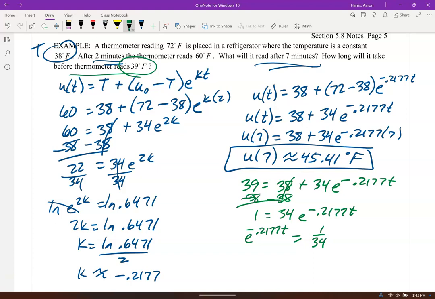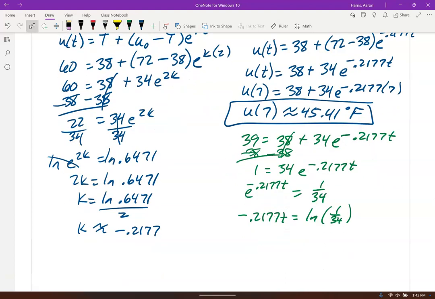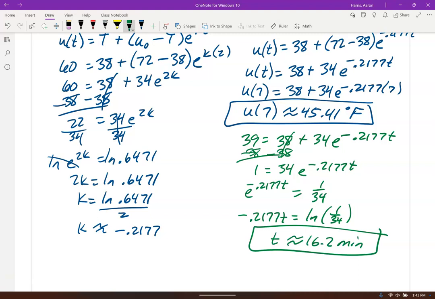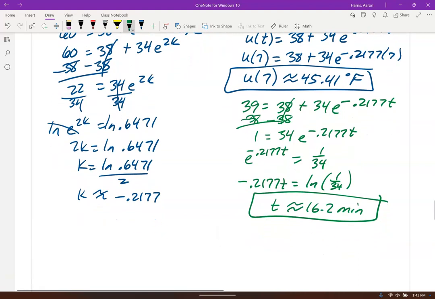Now I take the natural log. And I can divide by negative 0.2177. And T ends up being 16.2 minutes. So it takes 16.2 minutes for it to get to 39 degrees.